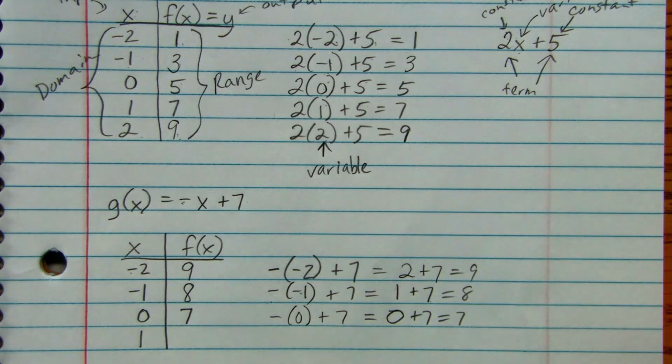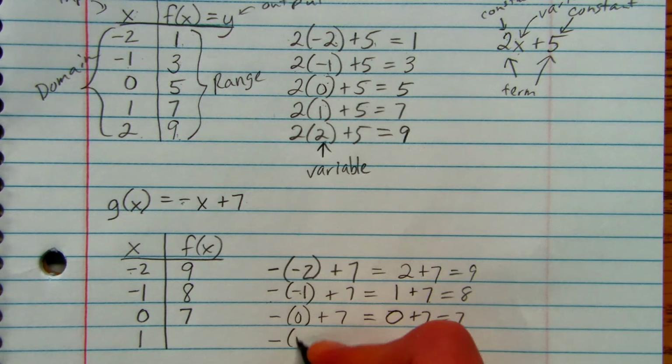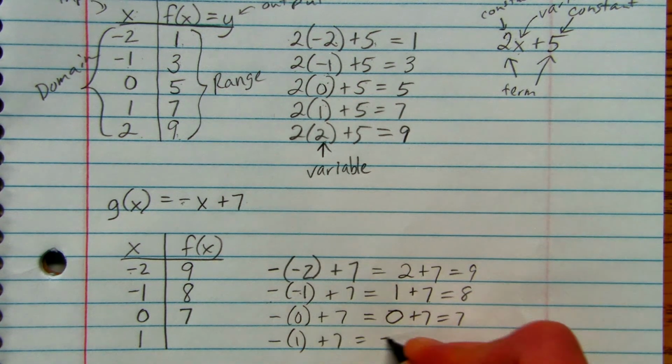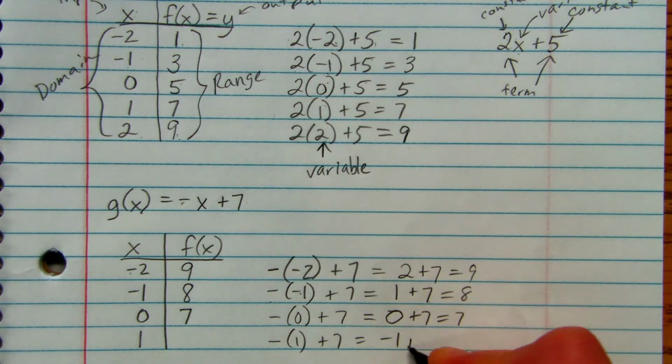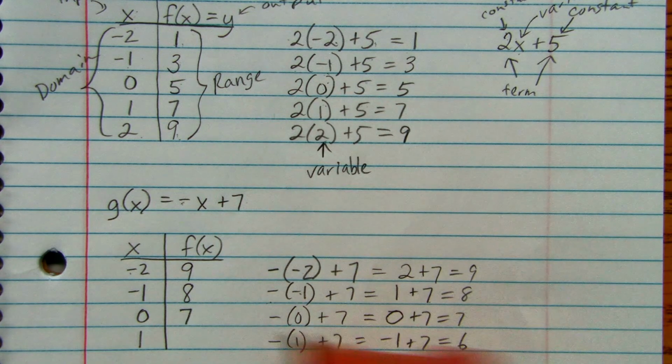I wasn't doing that. And then for the next one, we'll put in 1. So I'll have negative and then 1. So this is just negative 1 plus 7, which is 6.